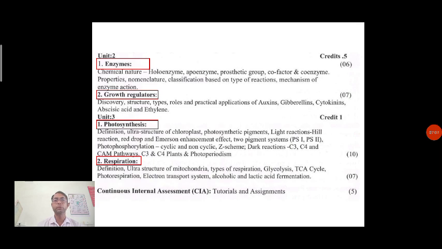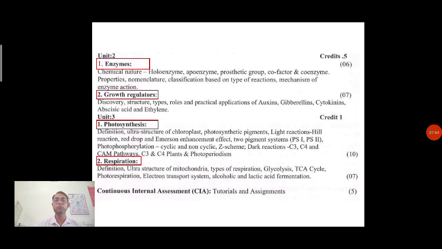Now moving to unit number 3. In unit number 3 we are going to discuss the photosynthesis process and the respiration process. So when we look at this syllabus overall, first of all in unit number 1 we are discussing the cell. What is a cell, what are the organelles of the cell, what are the layers present in the cell. So we are looking at the cell. In the second unit we are looking at enzymatic reactions, enzymes, along with the growth regulators required for the growth of the cell.